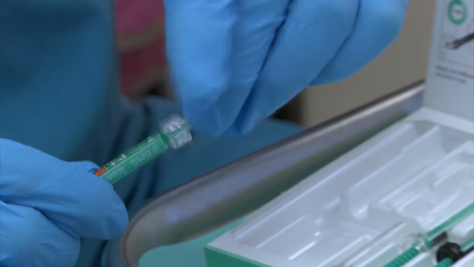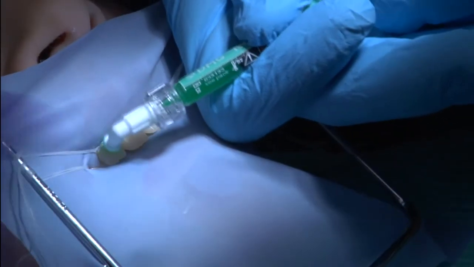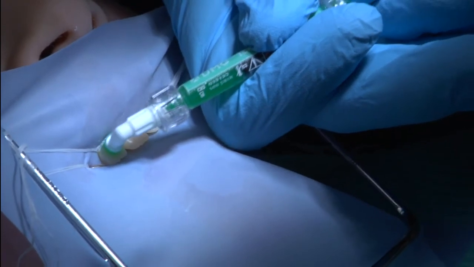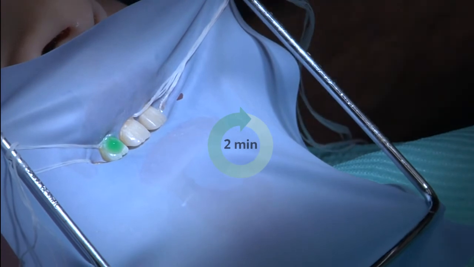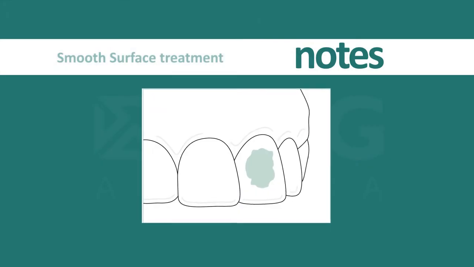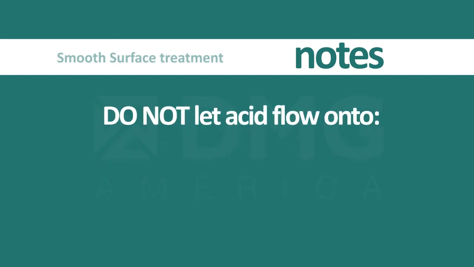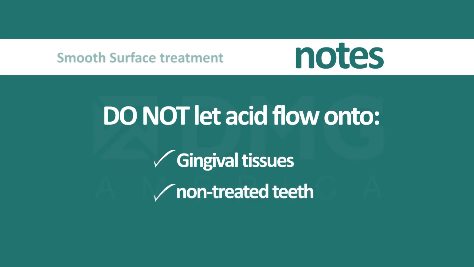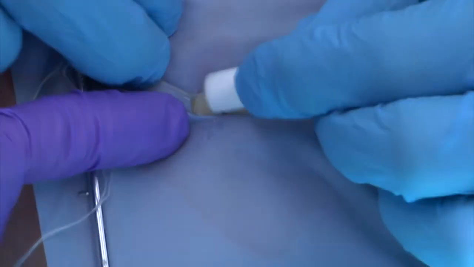An Icon smooth surface tip is screwed onto the Icon Etch syringe. Apply the Icon Etch to the tooth surface by turning the syringe shaft carefully onto the lesion site and let it sit for 2 minutes. The Icon Etch should be extended about 2 millimeters beyond the lesion's margins. Care should be taken not to allow the acid to flow onto the gingival tissues or onto non-treated tooth surfaces. Excess etchant can be removed with a cotton roll.